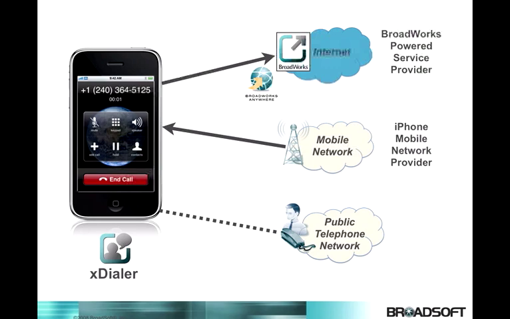Because the call was set up using BroadWorks Anywhere, the person you are calling will see your Anywhere number for their caller ID, not your iPhone number. That means if they call you back, your Anywhere service will be invoked, and any other phones you have set up to ring will ring as well.